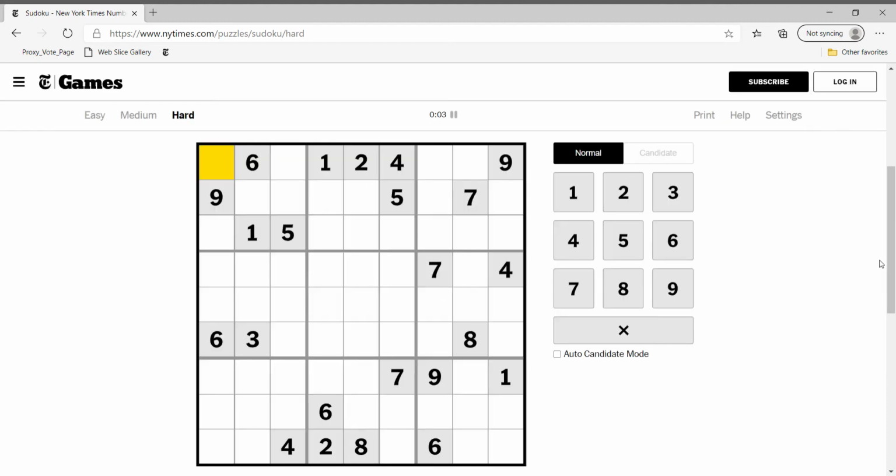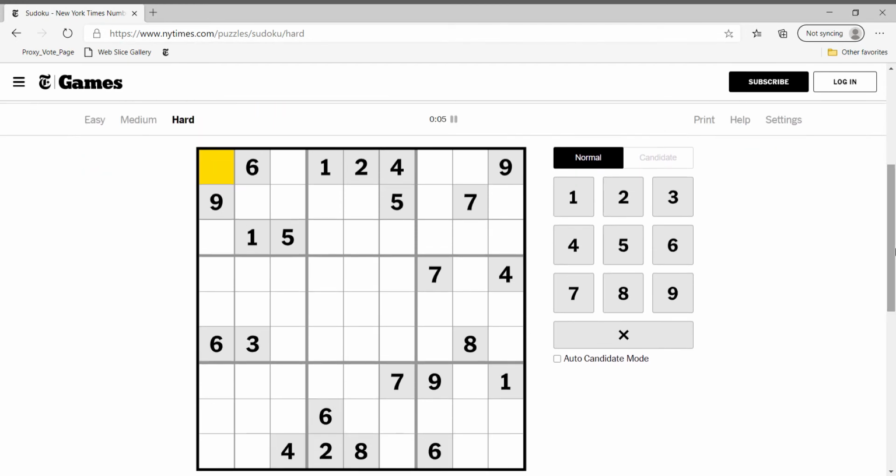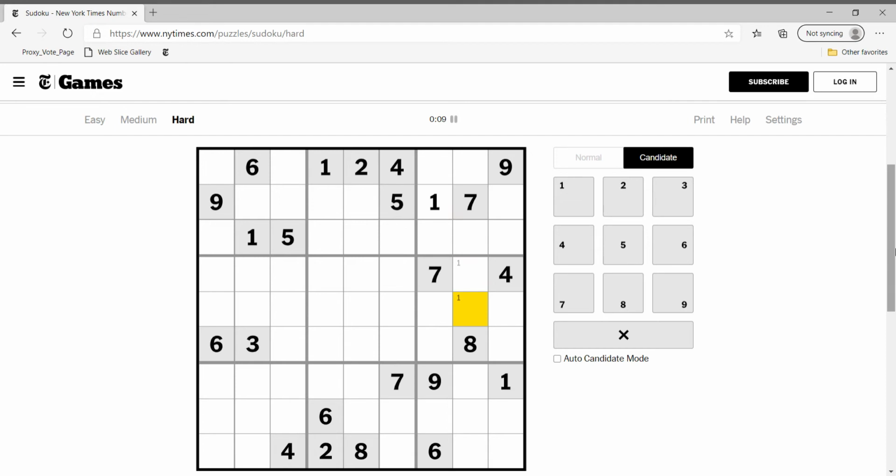This is New York Times, Hard Sudoku Puzzle 4 through 14. This is 1, 1, 1. 2, 3. Don't know, 4, I do know flat over here. This is 4. This is 4. 4, 4.